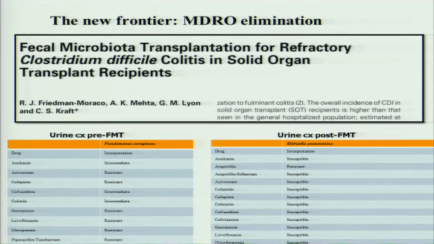So the new frontier really, I think, is multi-drug resistant organism elimination. And like I already said, if we can have a clinical surrogate for dysbiosis and monodominance in our guts, this might be a place where we can intervene. Should we intervene? With what should we intervene? Those are all questions that remain to be answered. But that's when we talk about the prevention of infections.